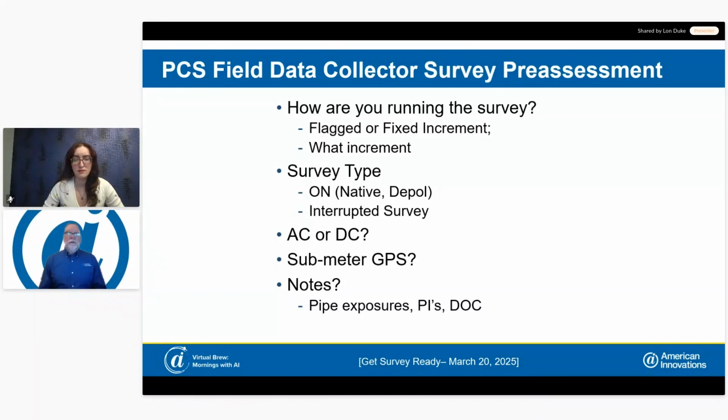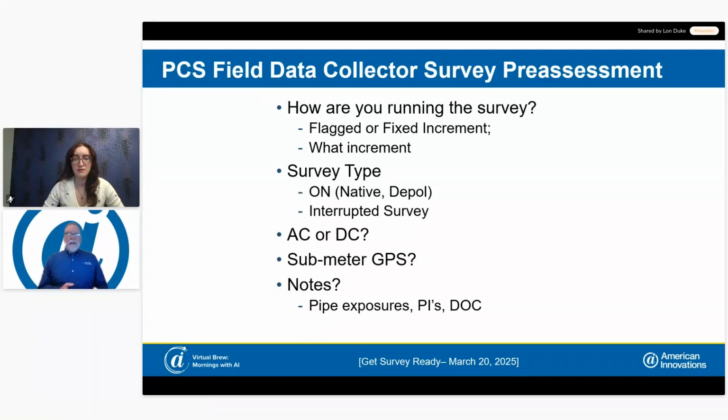What type of survey are you running? Is this going to be just an on survey? Am I doing a native? Is this a new line? I'm doing a native. Or have I depolarized this line to get a native? So maybe I need to do a 100 millivolt shift. I have that reference. Or is this going to be an interrupted survey? And we'll talk about interruption here in a little while.